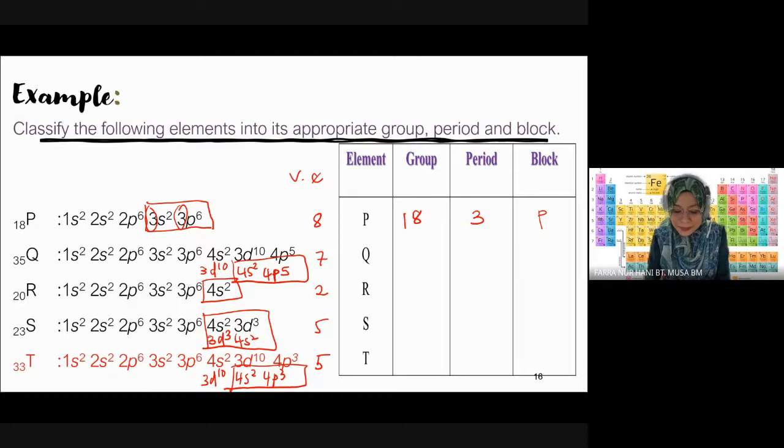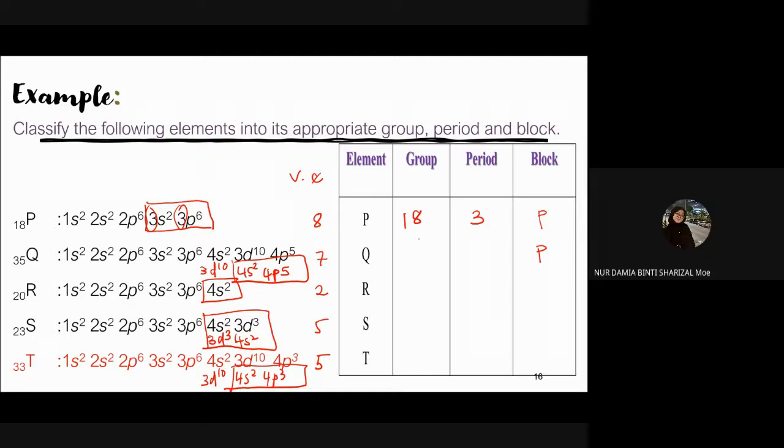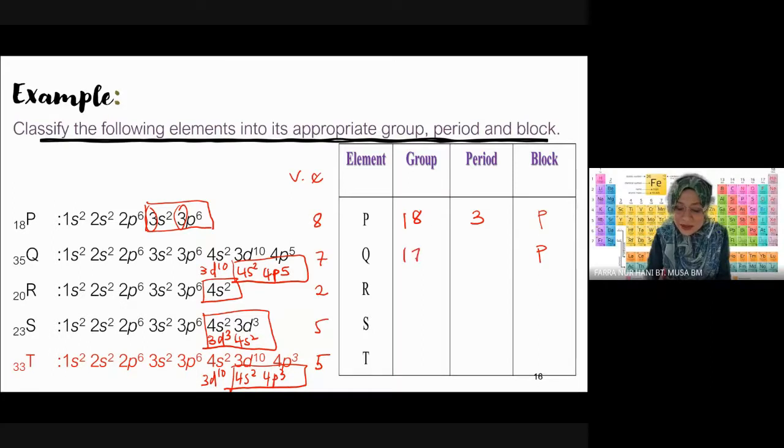Block P. Ya, siapa tahu tu? Sayup-sayup saya dengar. P untuk Q. Block P sebab combination S and P is P block. Okay. Alright. Group 17. 17, yes. Plus 10 also from 7. Okay, 7 plus 10 sebab block P tadi. Sebab tu kita buat block dulu. Kena block pun boleh membantulah.